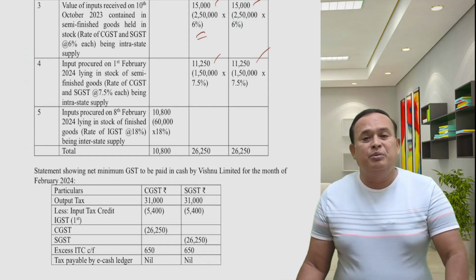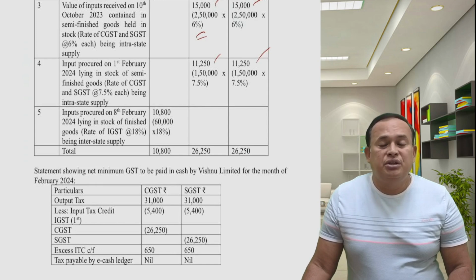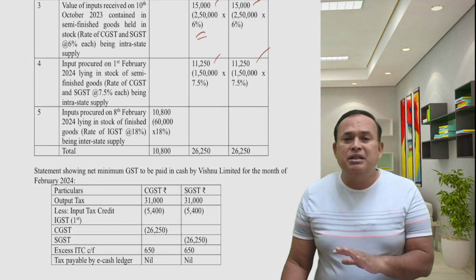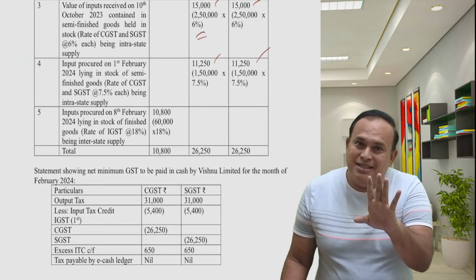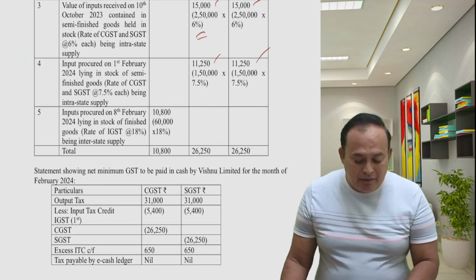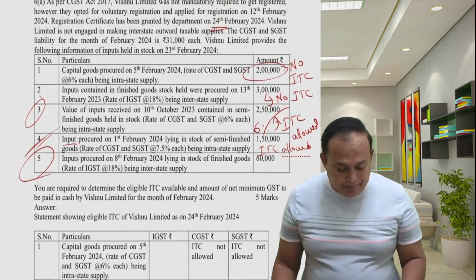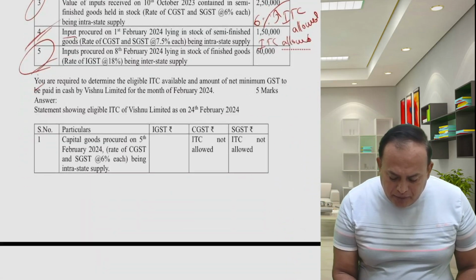Now you can argue with me, sir, where is the 7.5% CGST and SGST each in the practical manner? It is not there. But if the examiner gives it in the question, we have no right to question the question paper. As a result, please consider 7.5% CGST and 7.5% SGST to qualify for ITC.